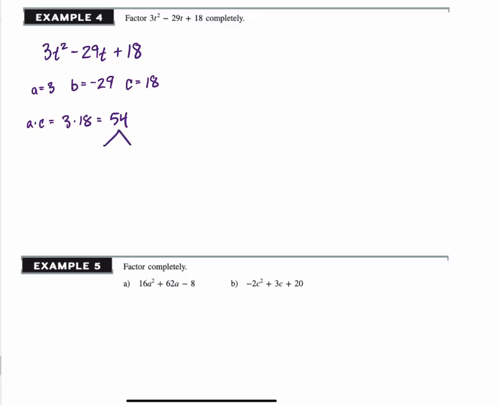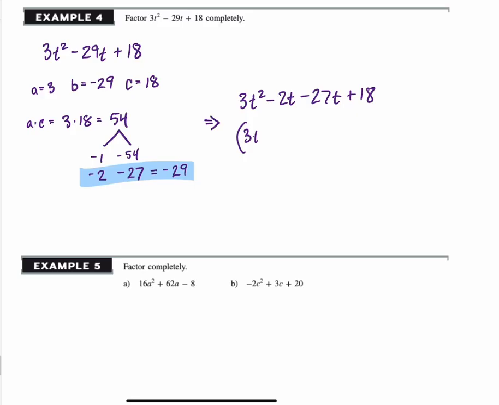So 2 factors of 54 that add up to negative 29. So they should both be negative. Can't be negative 1 and negative 54. How about negative 2? 54 divided by 2 is 27, so negative 2, negative 27. Yeah, if we combine those, we get negative 29. So let's rewrite the middle term. We have 3t squared minus 2t minus 27t plus 18. Put them into 2 groups.